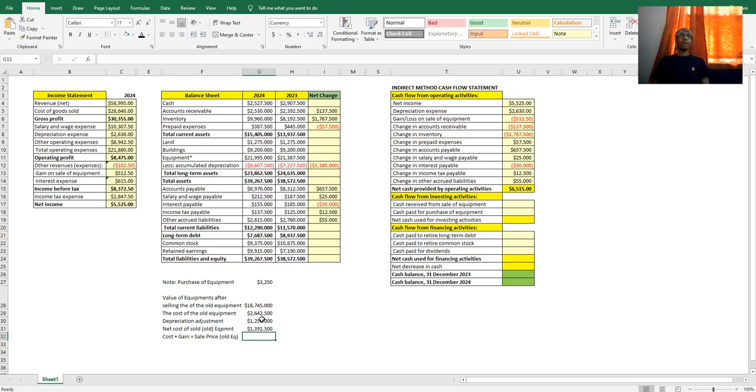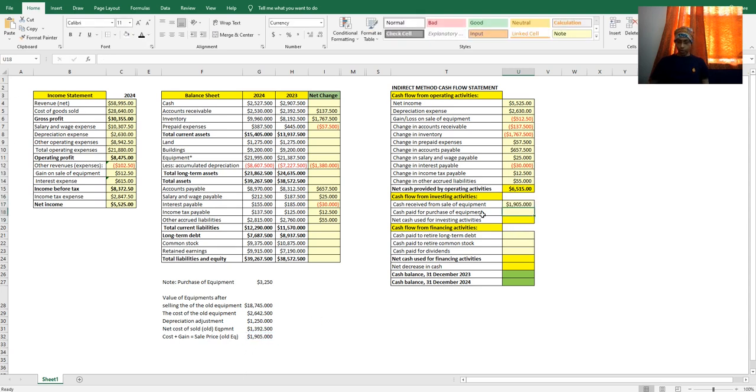Now we have a gain on this. The gain is over and above this net cost, and the gain value is 512.5. So we add 512.5 with 1392.5. The net value comes at 1905. This is the cash received from sale of the old equipment.